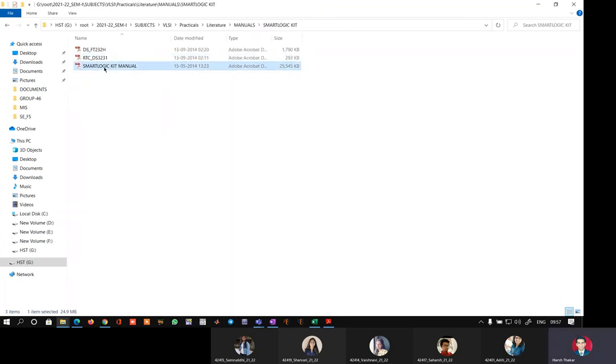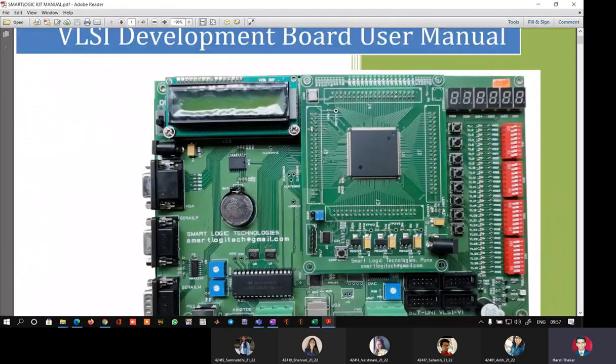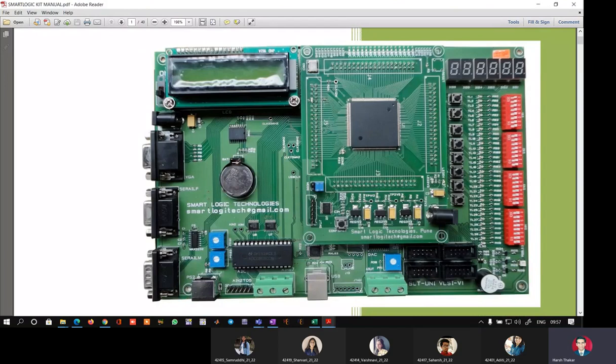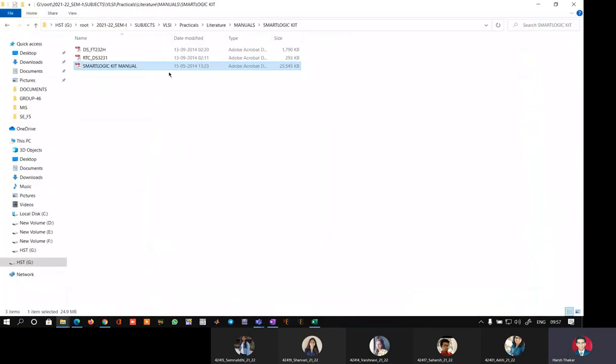So this is the manual of the kit which we have in the lab. The kit looks from the top view in this way, and we can see here that this is my FPGA IC.